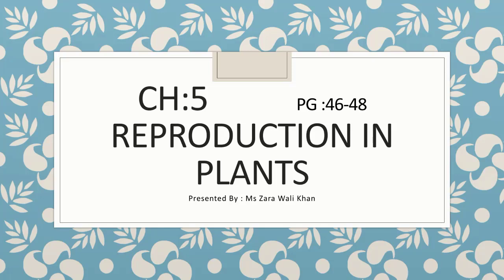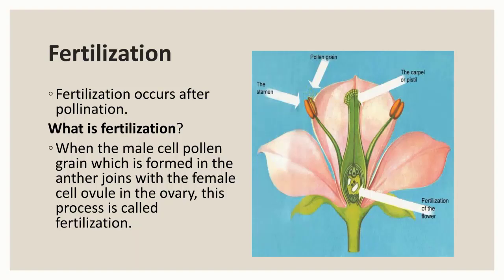It is chapter number 5. So far we have studied about reproduction, parts of a flower and pollination. As we have also discussed before, in sexual reproduction in plants, the first stage is pollination, which is the transfer of pollen grain from anther to stigma.